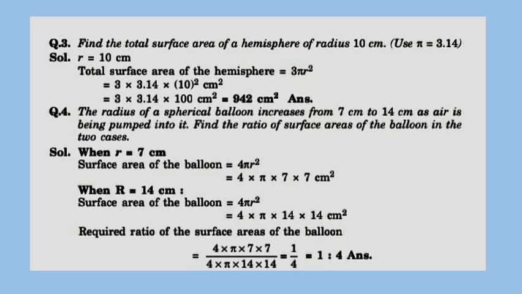Now here in the next question, spherical balloon radius increases from 7 centimeter to 14 centimeter. We have to find out the ratio. Ratio means division. So we have to find out two surface areas for both the radii, that is 7 and 14 centimeter, and then we divide it. No need of calculation because while dividing, 4 and pi get cancelled. So in simple calculations you can get the answer as 1:4, that is 1 by 4 means 1:4, because we have to write this in the form of ratio.